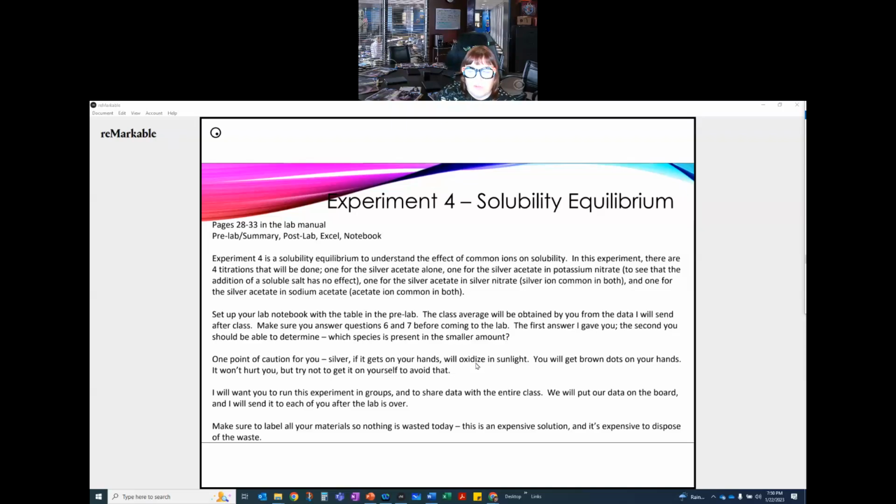Now, fortunately for you guys, you're not actually physically doing this experiment, because if you do this experiment and you get the silver on your hands, it turns brown. And that's because it's photosensitive. Okay, so we use it in developing photography. It is one of the ways that is done. It oxidizes in the sunlight, so you get the silver on your hands, you go outside, and you turn brown. It's not going to hurt you, but it will look a little weird for a couple days. So at least you won't have to deal with that.